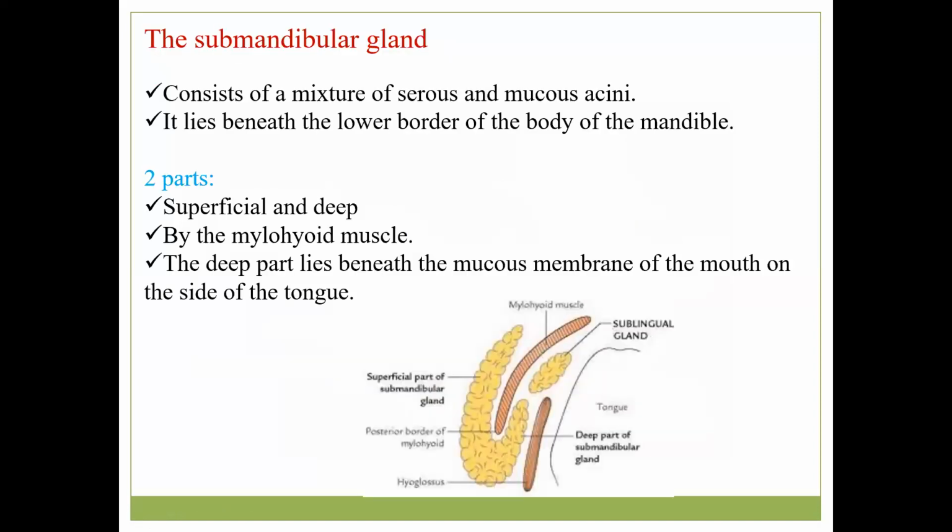Then the submandibular gland. This gland has a mixture of serous and mucous acini, and it lies beneath the lower border of the body of the mandible. It also has two parts, superficial and deep, and these two parts are divided by the mylohyoid muscle. And this deep part of the submandibular gland lies beneath the mucous membrane of the mouth on the side of the tongue.